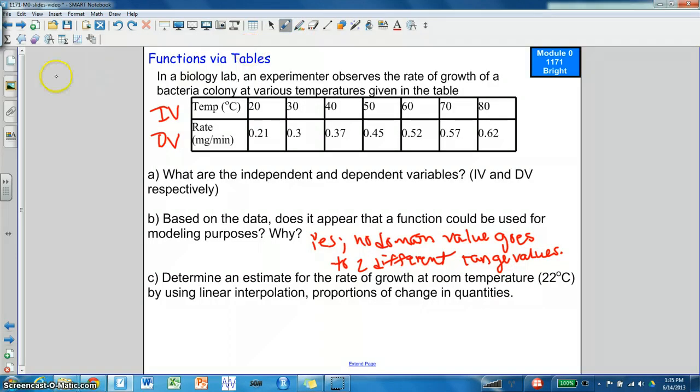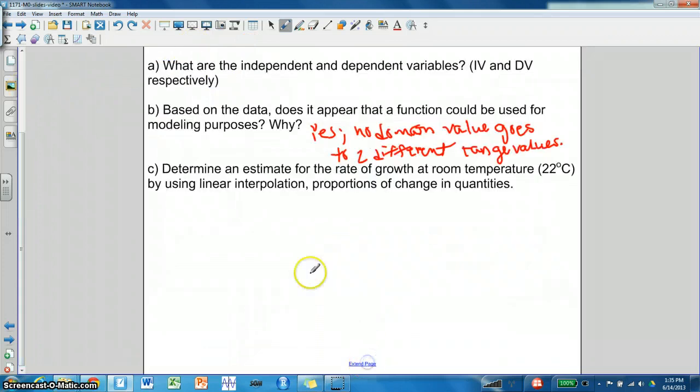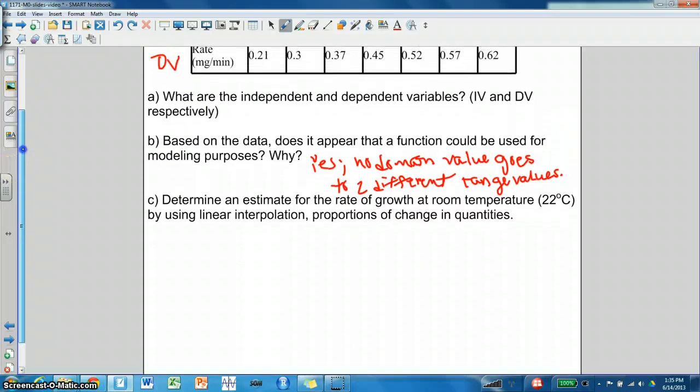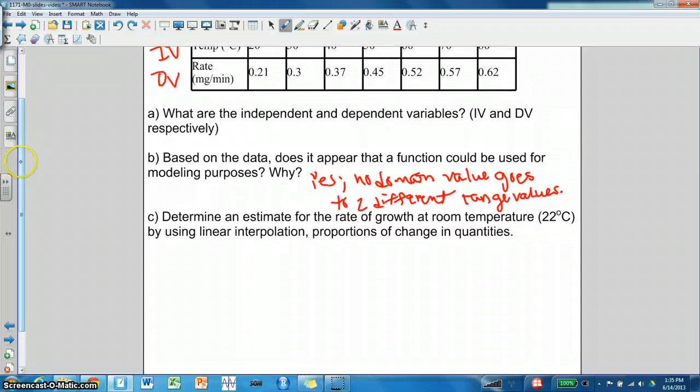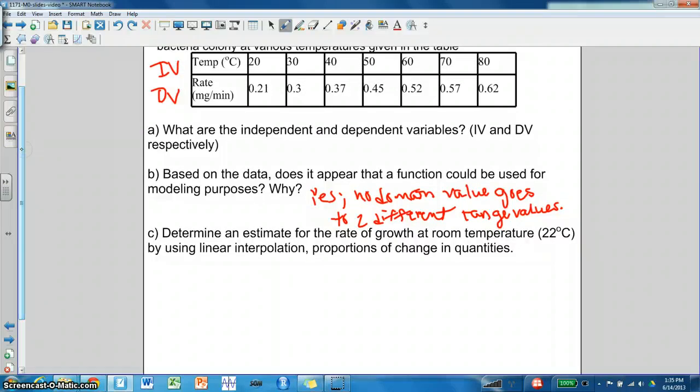Okay, and now this last one, this might be a little something new to us, but it says, okay, so if we know the temperatures given in the table, we want to estimate the rate of growth of the bacteria at room temperature, and we're going to call room temperature 22 degrees Celsius, and then we're going to use this by linear interpolation. Okay, this is something new. It's not a big grandiose idea, it's just proportions.